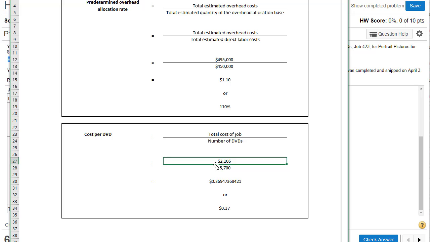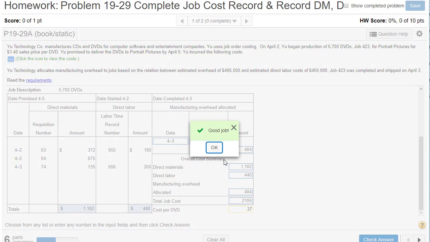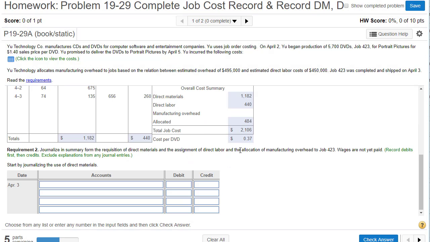So 2106, the cost of the job, divided by 5,700 DVDs gives us 0.36947, etc. We have to round that to the nearest penny, so that becomes 0.37. You can put 0.37 or .37. Check our answer. Notice how it converted it to 0.37. It accepts either one. All right.